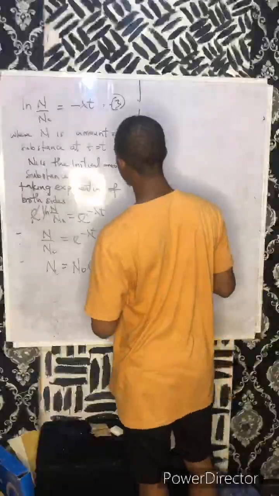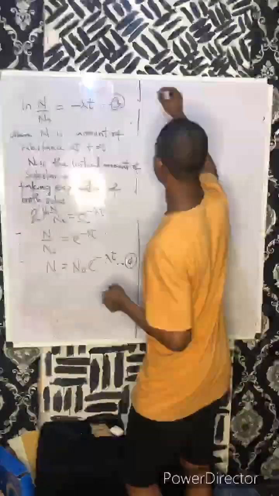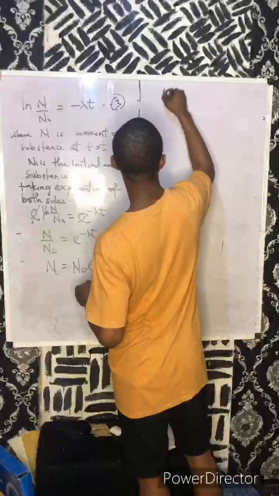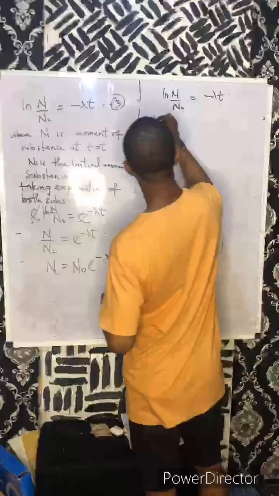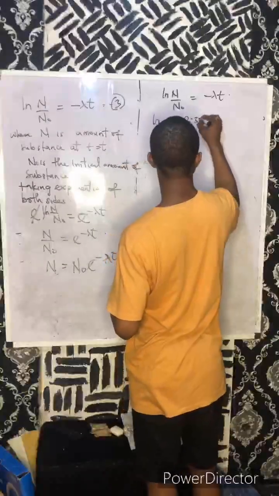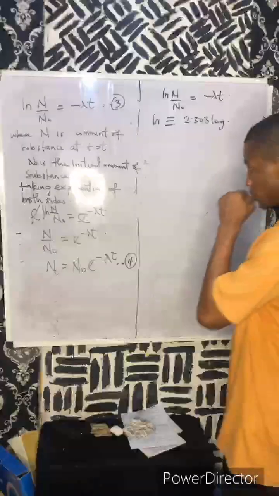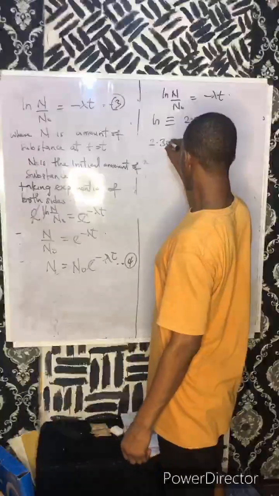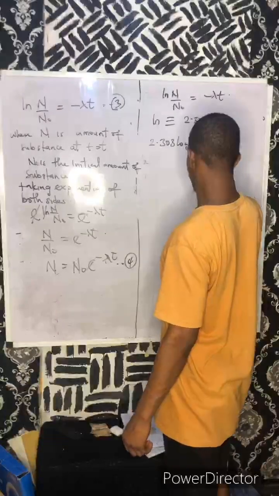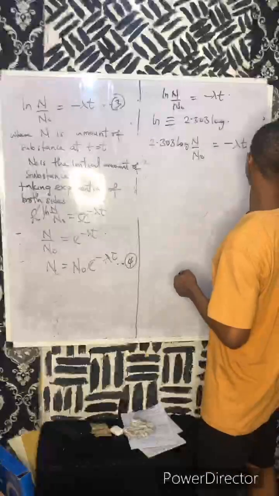Now, we're going to go back to equation 3. I'm sorry, people of God. This is your equation 4. We're going back to equation 3, which is ln n over n naught equals minus lambda t. Now, ln is equivalent to 2.303 log. If you don't know this, you now know it. Ln is the same thing as 2.303 log. So with that being said, I can replace this with 2.303 log n over n naught equals minus lambda t. I'm sure of that, right? So let's go. Now, this is your equation 5.